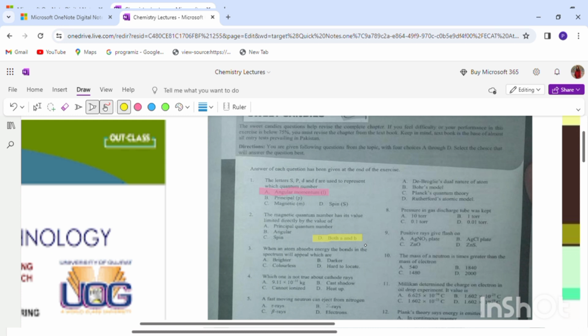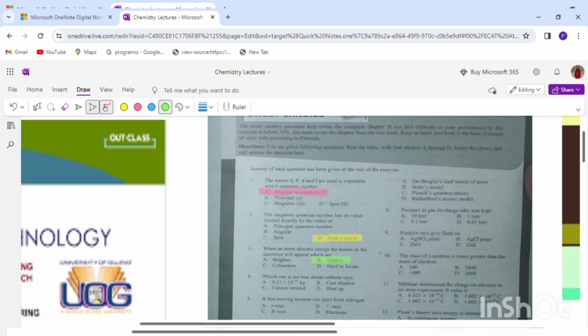So our third MCQ: when an atom absorbs energy, the band in the spectrum will appear. We have discussed this in great detail when we were discussing the spectrum. Here I don't think we should go with the explanation, since this is very easy. We're going to have dark lines here, right?